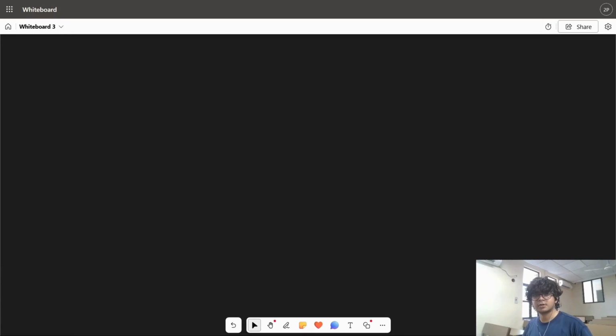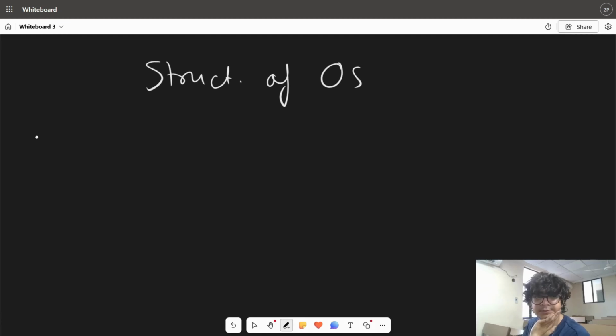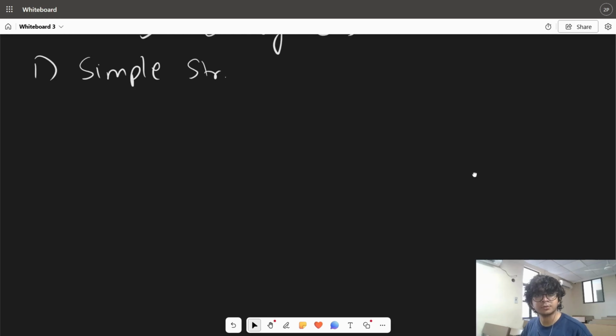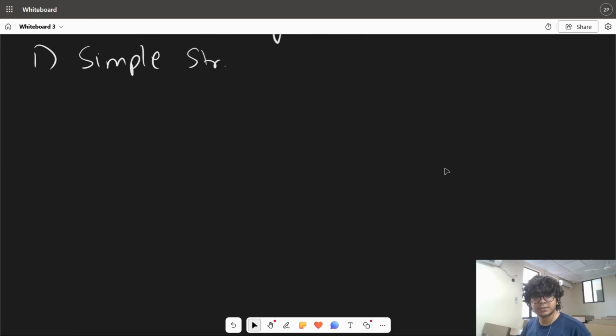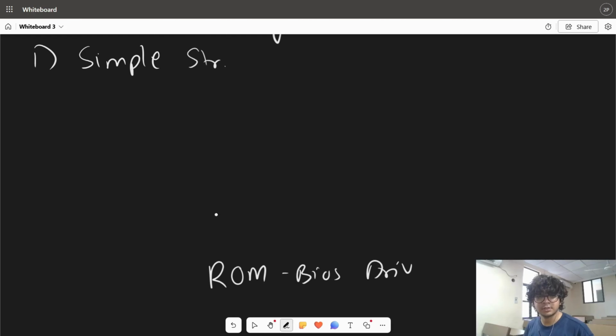Okay, so let's talk about structure of this. Structure of operating system. So let's get started with simple structure. Now in simple structure, what will happen? I'll explain it through the diagram. At the very bottom, ROM BIOS drivers would reside. So down here there would be ROM BIOS drivers. Now what will be above this? MS DOS device drivers.